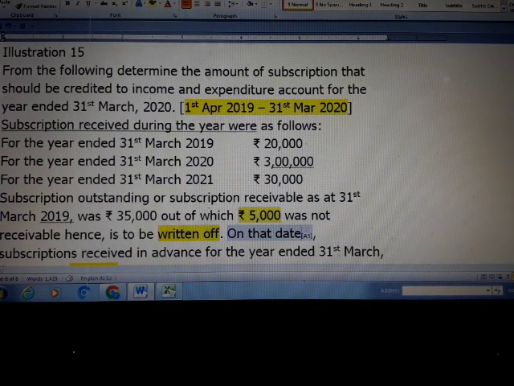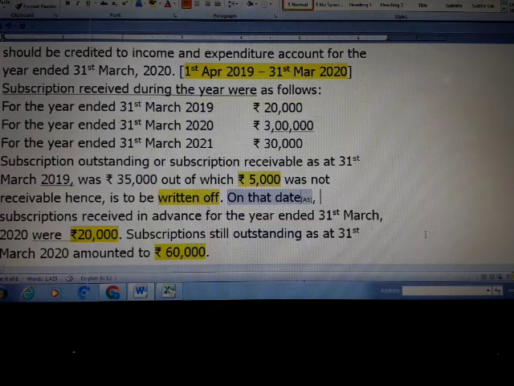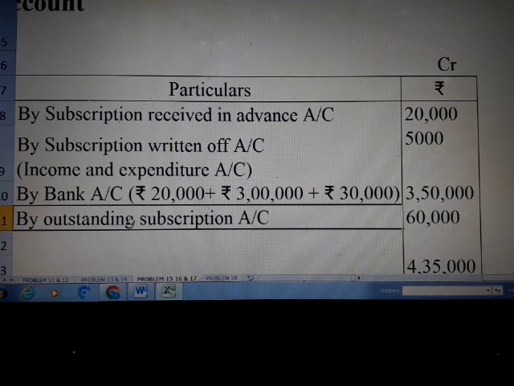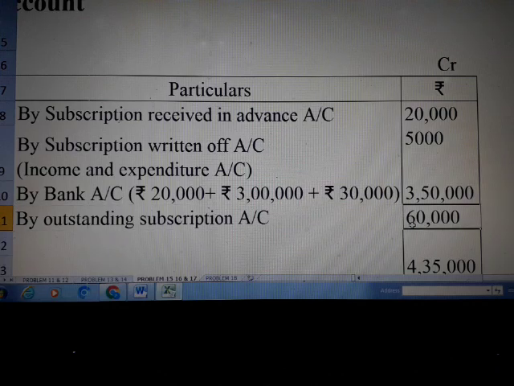Now I have to bring the next item which I will document on the credit side of my subscription account. The next item is the outstanding value of subscription. So what is the current year outstanding? If you check, it is mentioned that subscription still outstanding as at 31st March 2020 is 60,000. So this should be shown on which side? On the credit side. So on my credit side, by subscription outstanding account 60,000. Able to understand? The 60,000 I have brought.